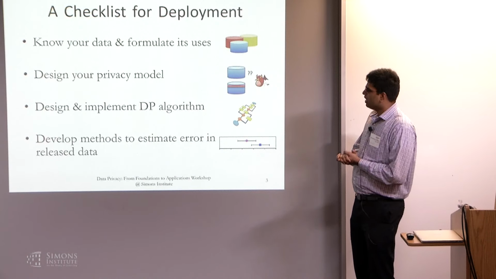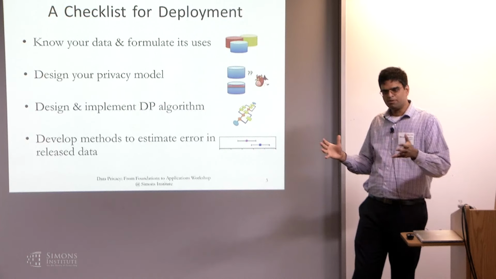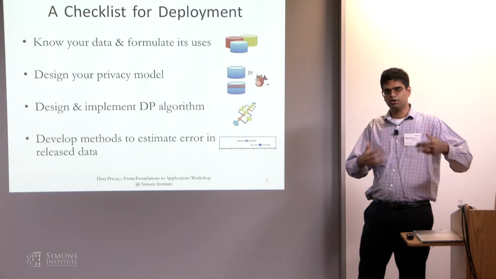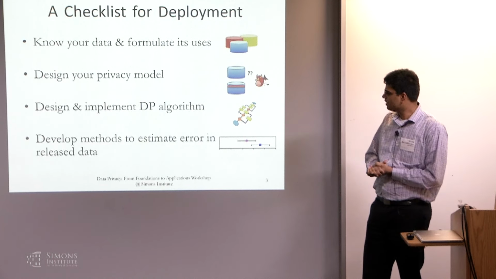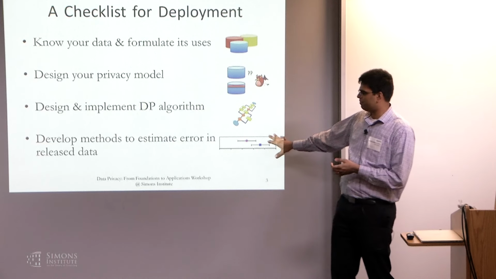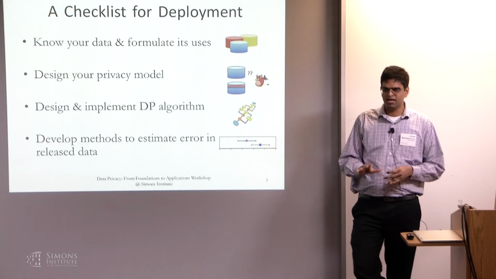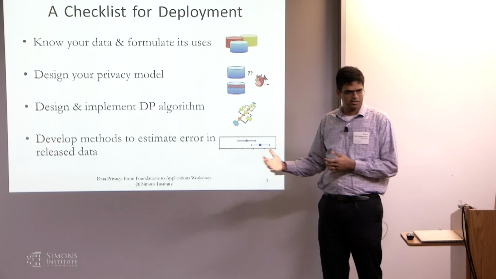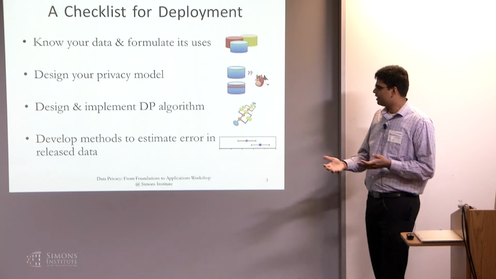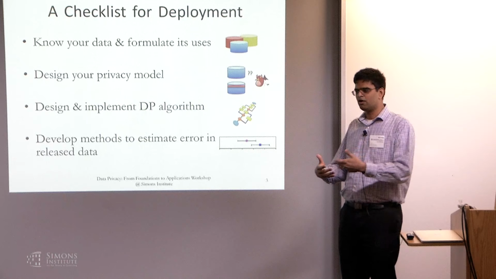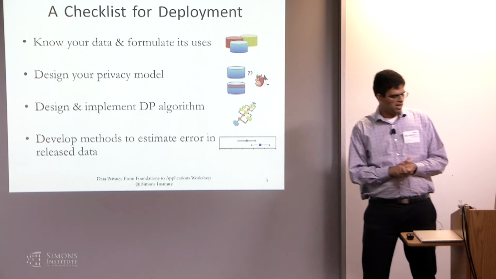And then once you set up your privacy model, you can start thinking about designing algorithms. And we've heard a lot of talks about how you design algorithms for differential privacy. And finally, and I'm very happy it came up a lot in today's talks, is to understand how to develop methods to estimate error in the released data, communicate the error in the released data, and take that into account in your downstream analyses.